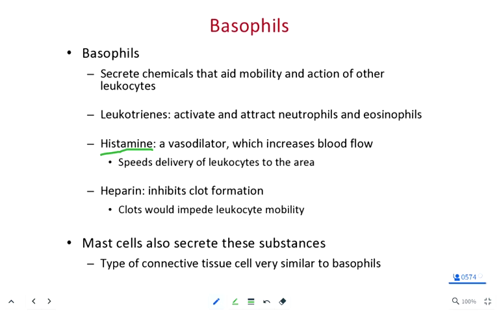As part of this allergic response and increasing the flow of blood, basophils also release a chemical called heparin. In addition to the histamine making the blood vessels wider, the heparin makes the blood less likely to clot, so it's easier for the neutrophils to get to the site of infection. And speaking of neutrophils, basophils need to sound the alarm. They do this by releasing a chemical signal known as a leukotriene.